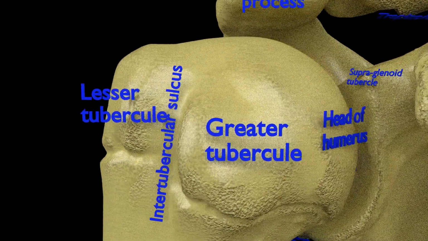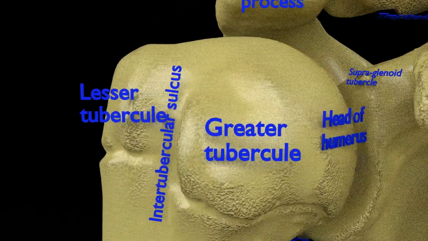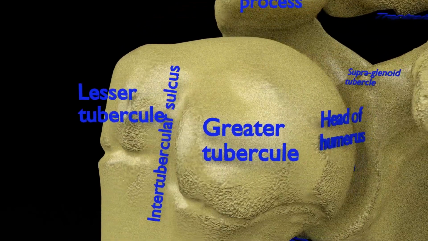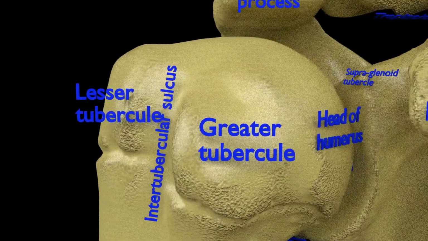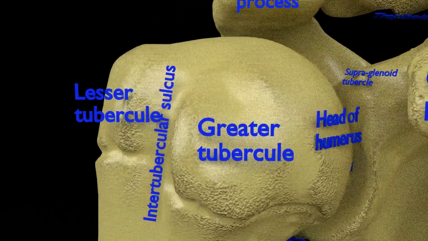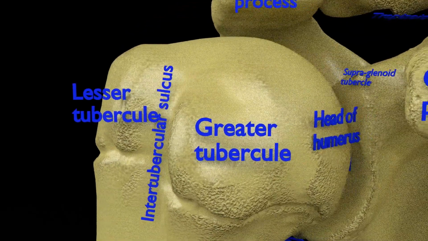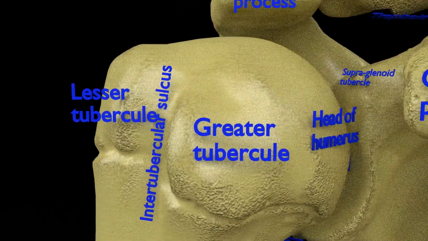Fracture of greater tubercle is common in adults and is caused by a fall on the shoulder. It is an undisplaced comminuted fracture. Sometimes it gets displaced due to pull by supraspinatus muscle.